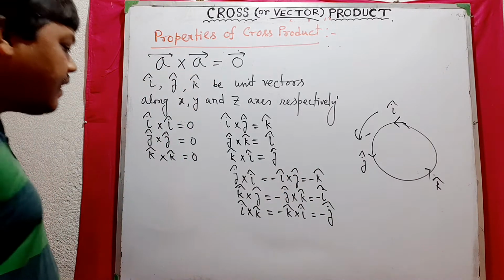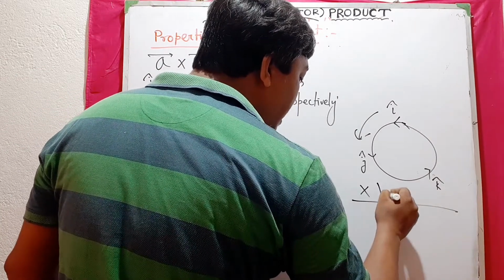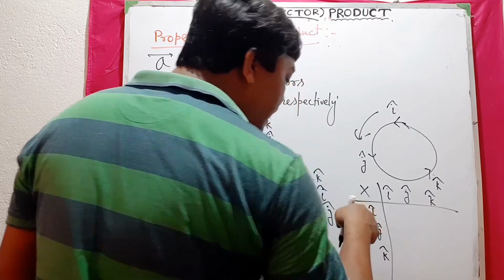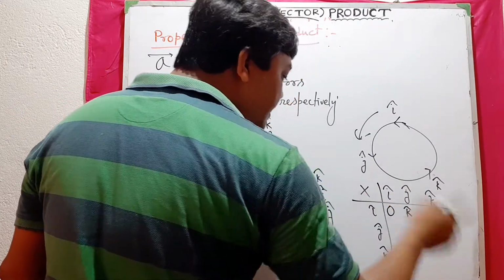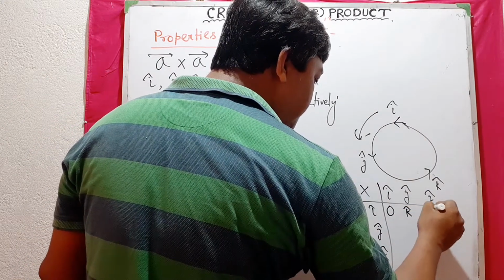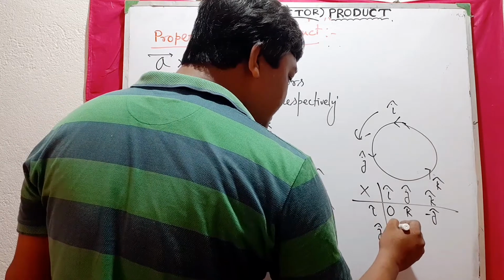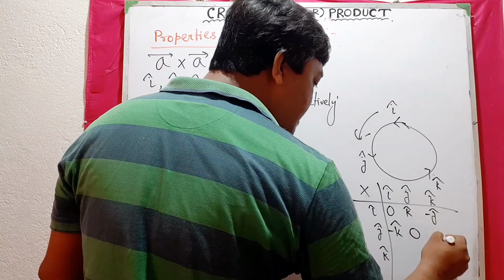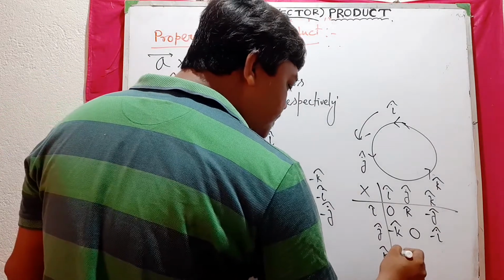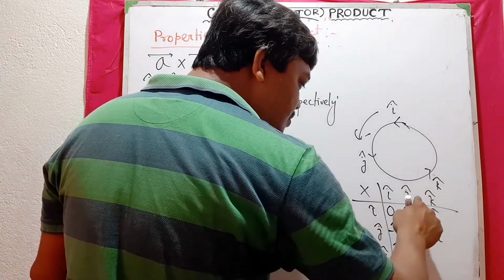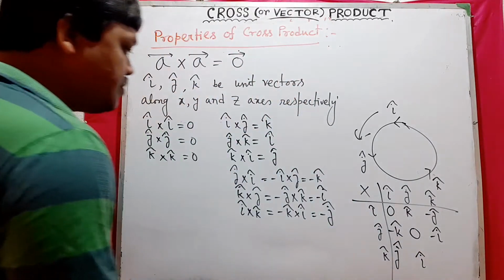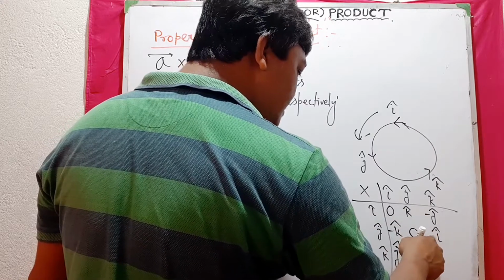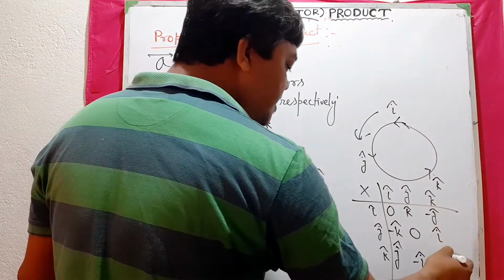Okay. Another way you can remember it is to take the cross product table with i, j, k and i cap, j cap, k cap. i cross i is 0, i cross j is k cap, i cross k is minus j cap, j cross i is minus k cap, j cross j is 0, j cross k is i cap, k cross i is j cap, k cross j is minus i cap, and k cross k equals 0.